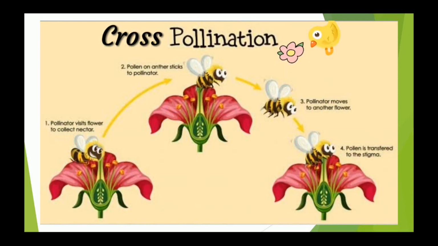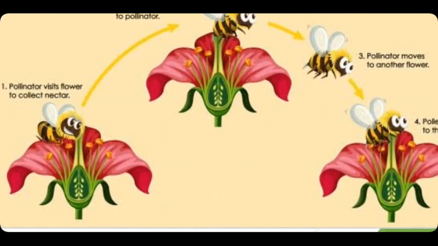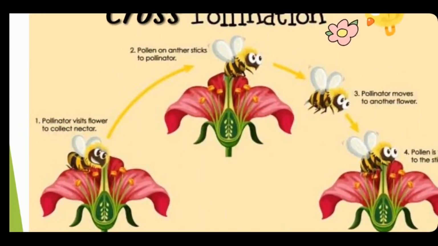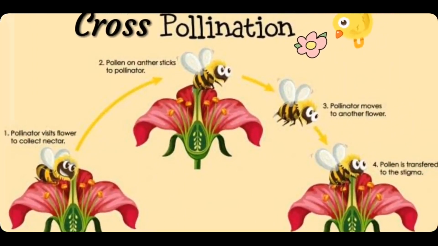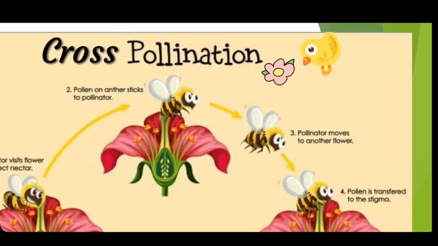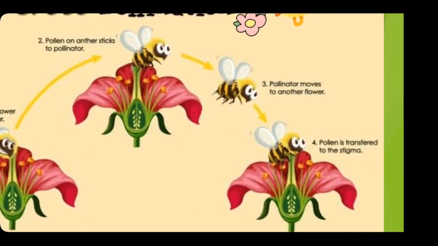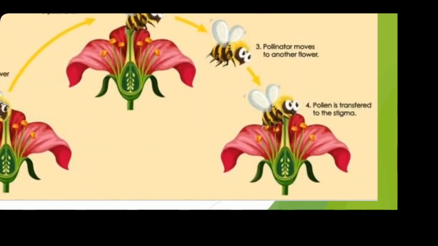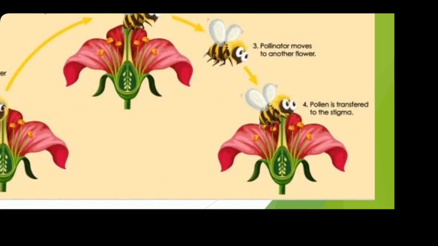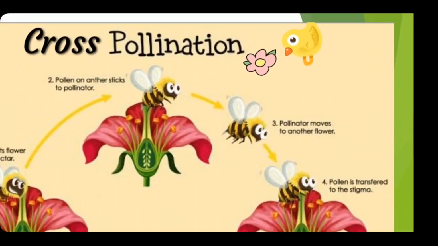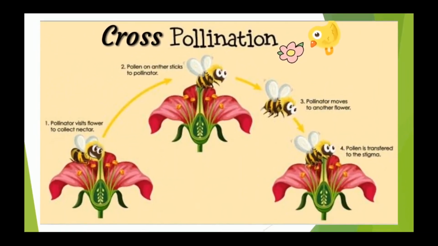Here you can see in the picture how cross pollination occurs. A pollinator visits a flower to collect nectar. Here you can see the bee is collecting nectar, and that's how some of the pollen grains can stick on its body. Then it reaches another flower, and some of the pollen grains from its body are dusted onto the stigma. So this is how cross pollination occurs.